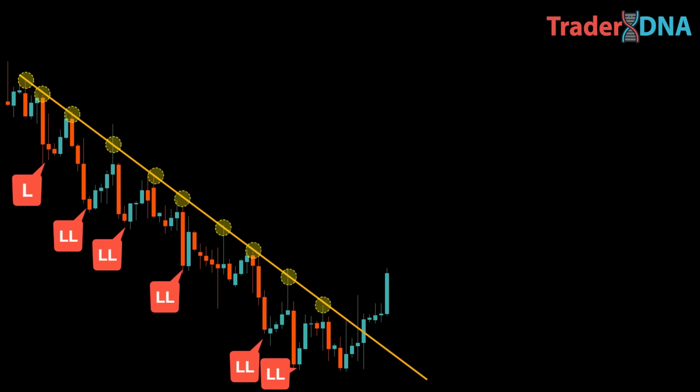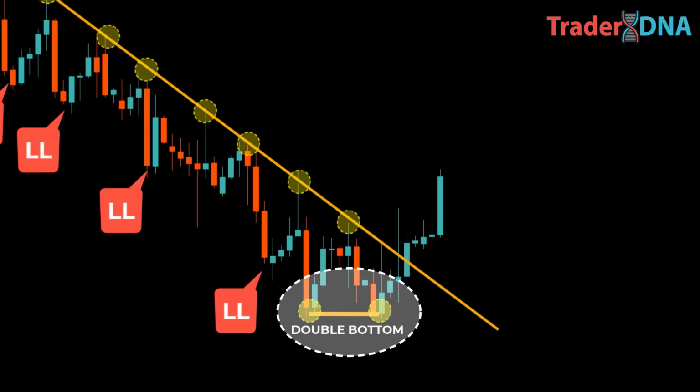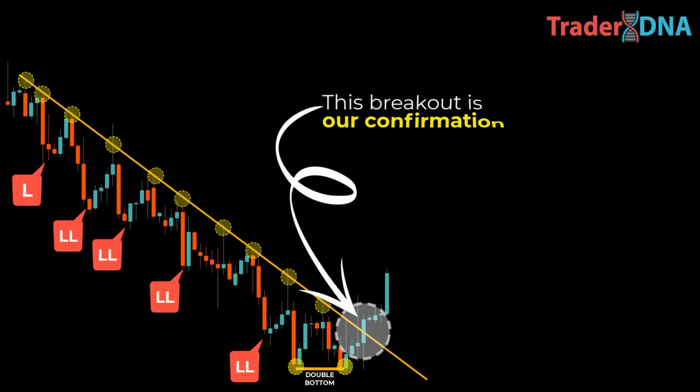We spot a familiar pattern forming, a double rejection near the bottom, signaling that the market is reacting strongly to a certain support zone. This indicates that buyers are stepping in and pushing back from that key level, creating a potential reversal zone. What happens next is key. The price breaks above the downward trend line. This breakout is our confirmation, a clear signal that the downtrend is likely over and the market is starting to reverse direction. When that happens, it opens up a strong opportunity to go long, to enter a buy trade with confidence, knowing the odds are in your favor.